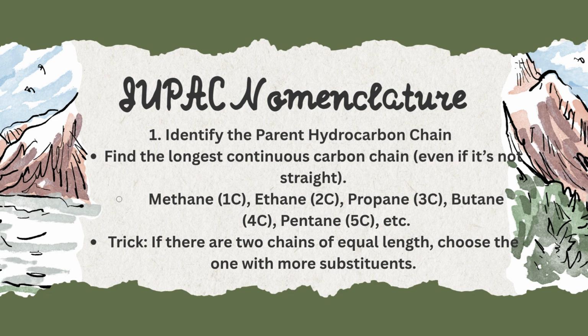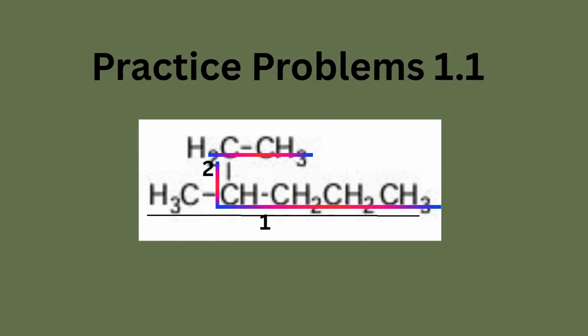Here you have a simple trick. If there are 2 or more chains of equal length, then you have to choose the one with more number of substituents. So here is the practice problem 1.1, in which you have to identify the longest continuous carbon chain. Remember, you have to select that chain in which the maximum number of carbons appear. So comment your answer either with 1 or 2. Let's proceed with the next tip.